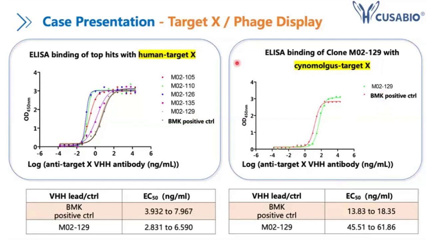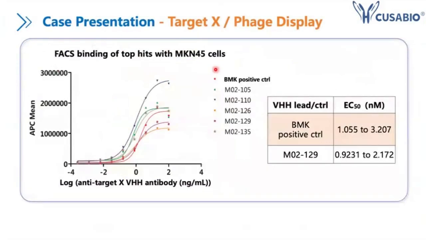This candidate, the MO2129 candidate, not only reacts with the human target X, but also reacts with the monkey target X. And in the binding result, it also has very good performance, comparable to the benchmark control. So it looks like we are pretty good at the single B platform and also phage display. Based on these two technologies, I showed you that we are able to find good candidates for nanobody discovery.